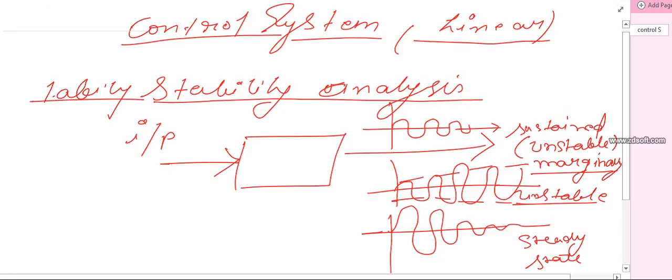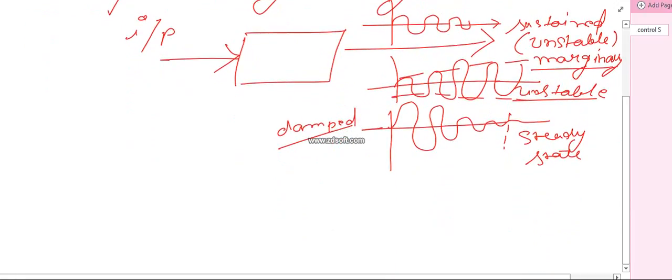Whereas in this one, this is a damped system. Here the oscillations are at the steady state. As we are reaching, the oscillations are going to get reduced, and such a system is said to be stable. So I think you got the idea of stability. If a system is a damped system, then the system is said to be stable. If the oscillations are sustained type, then the system is said to be marginally stable. However, if the oscillations are going on increasing, then the system is said to be unstable.